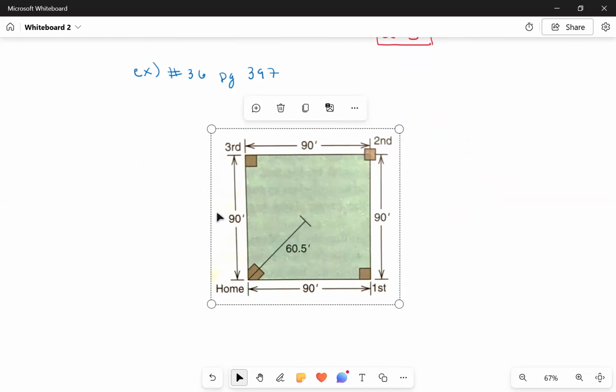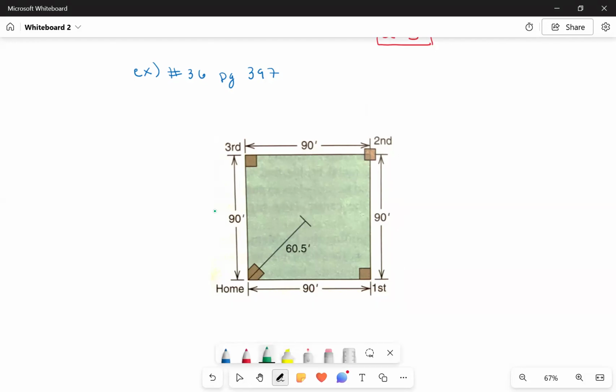All right. So this is a picture of a baseball diamond. And they are asking how far from the mound, from the center of the mound to the second base. So the mound is what they're indicating right here with this. And basically, they're asking us to figure out the distance from here to here. All right. So I'm going to go ahead and call it X.